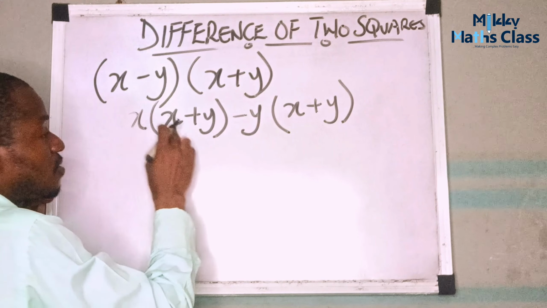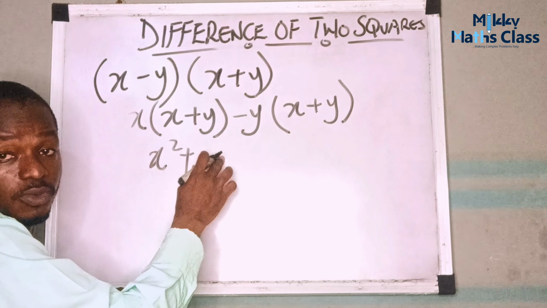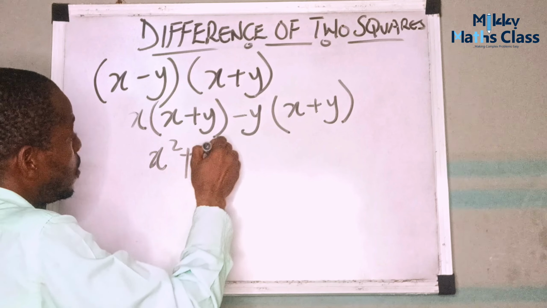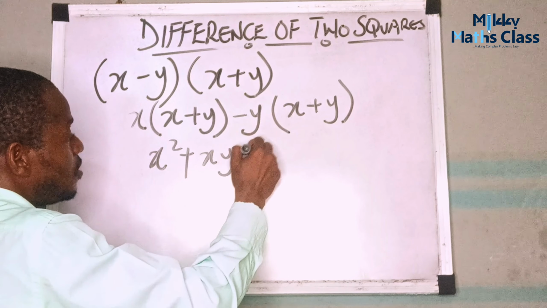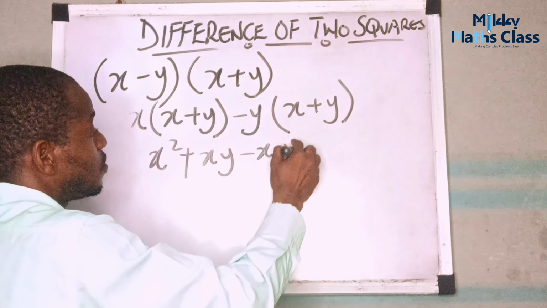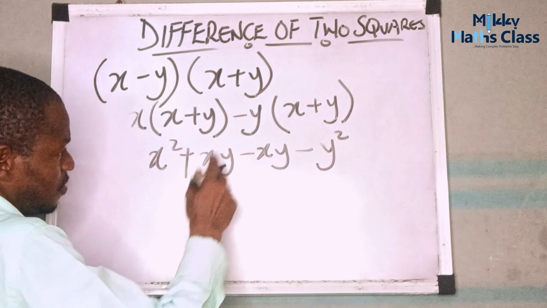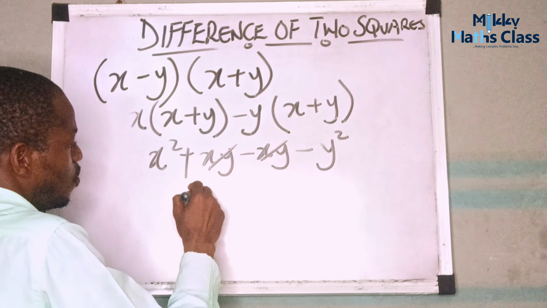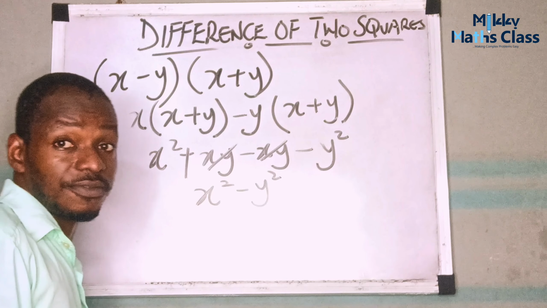Now let's expand. x times x is x squared, plus x times y is xy, minus y times x is negative xy. Negative y times this is negative y squared, negative y times y. This and this will go off. So x squared minus y squared. This is the difference of two squares.